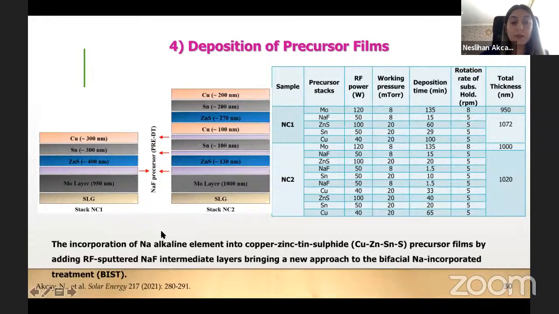We investigated the incorporation of sodium alkaline element into copper zinc tin sulfide precursor films by adding RF sputtered sodium fluoride intermediate layers. Here you see. In the first stack, we deposited sodium fluoride layer on moly layer, and in the second stack, we deposited sodium fluoride layer both on moly layer and also among the intermediate layers in the precursor stacks. Actually, we brought a new approach to the bifacial sodium incorporated treatment. With this study, I will mention the results later.